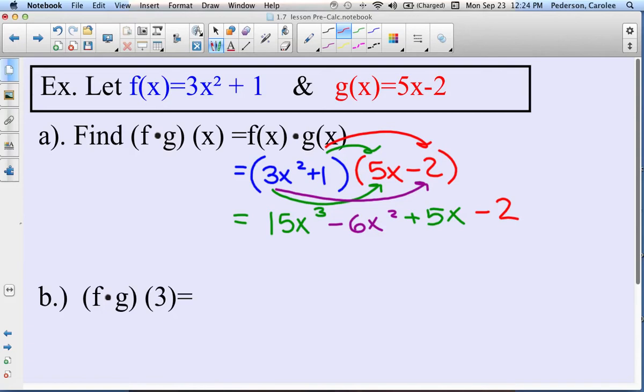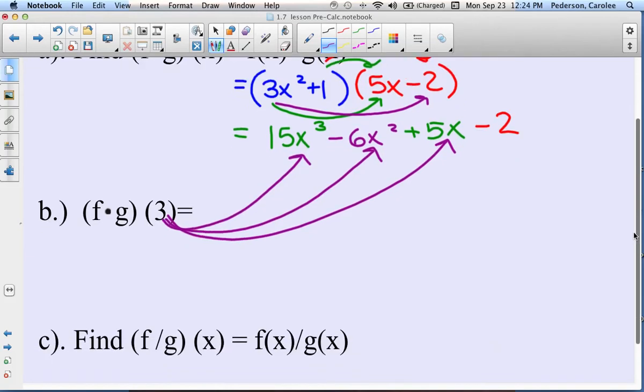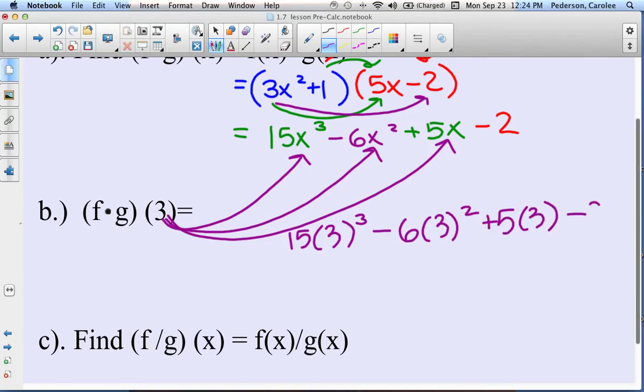Part B says take f times g of 3. So we're going to substitute 3 in wherever there's the x term, since we already found f times g. So replace the first x, replace the second x, replace the third x, and now we simplify.